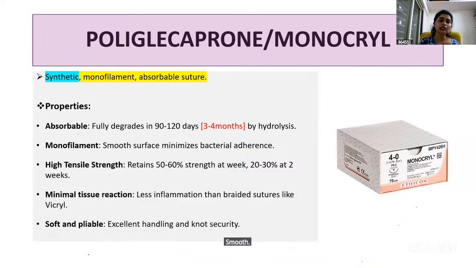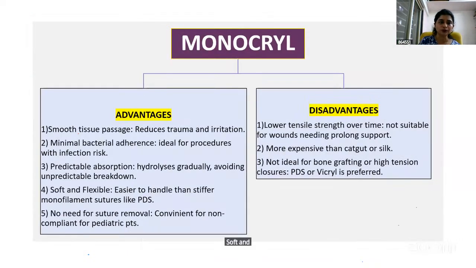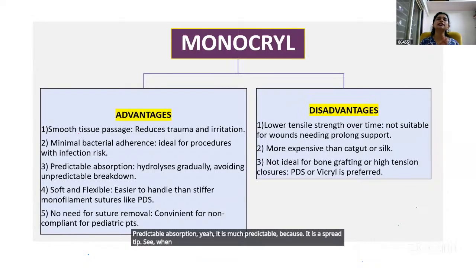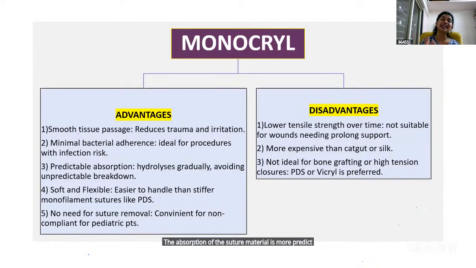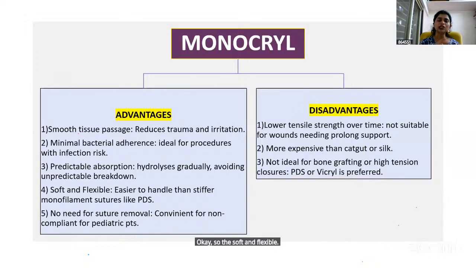Yeah? The tensile strength is very good for a Monocryl suture. Tissue reaction is minimal because it is synthetically obtained, and it is soft and pliable also. Advantages are smooth tissue passage, bacterial adherence is less because it is monofilament. Predictable absorption, yeah, it is much more predictable. See, when the suture material gets absorbed by the hydrolysis process, the absorption of the suture material is more predictable. When it is by enzymatic action, like your surgical catgut, it is a little unpredictable. Okay. So it is soft and flexible. There is no need for suture removal because it is an absorbable suture.